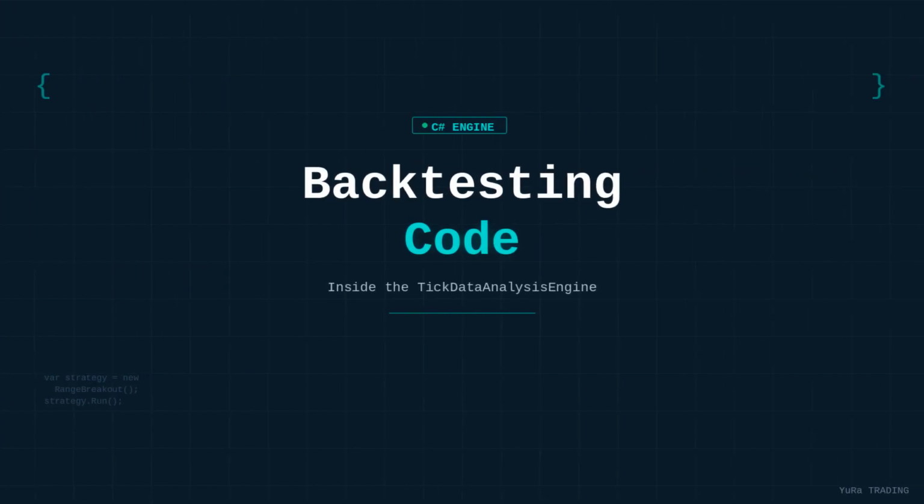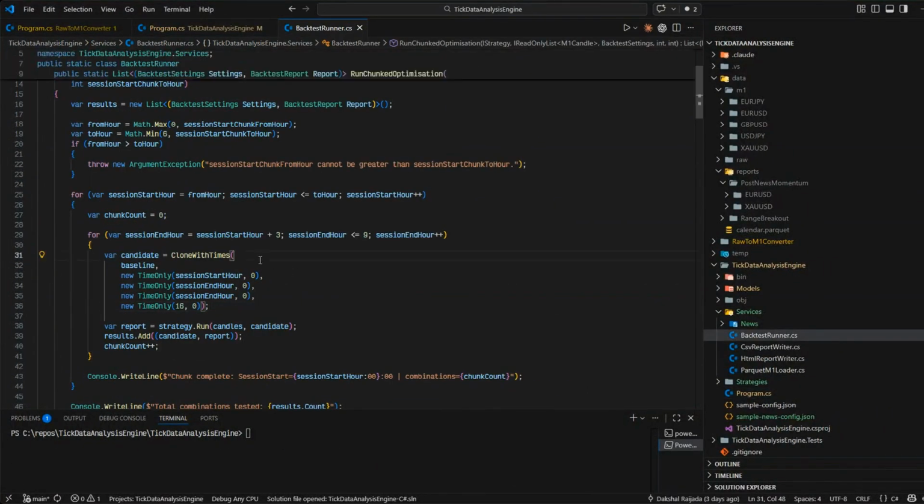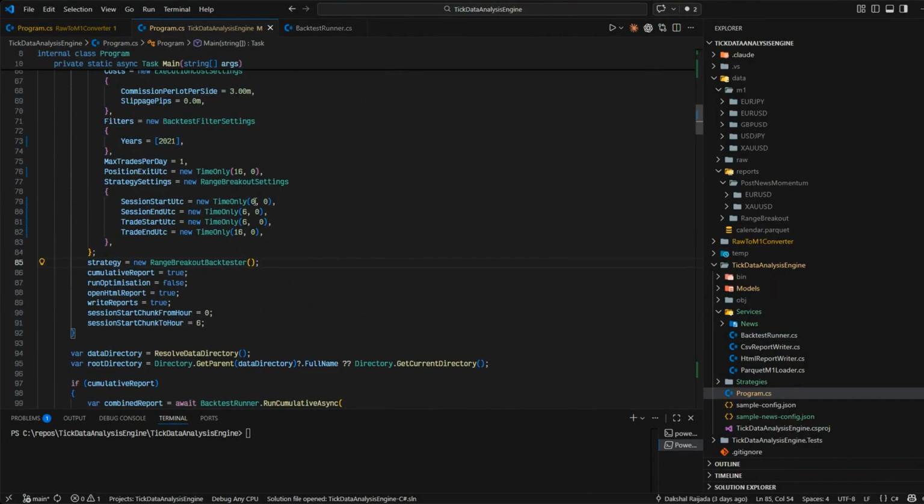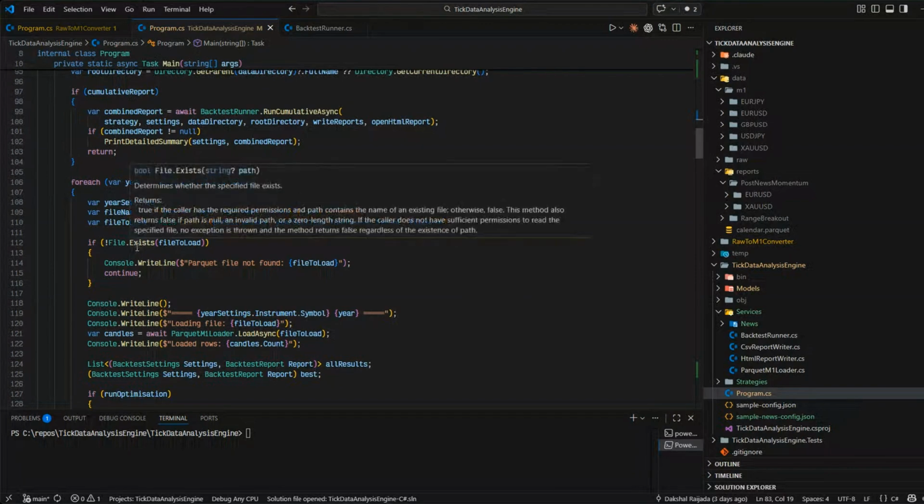Now, the key question is, what's the best session window? That's what the optimizer solves. It sweeps through every possible combination of session start and end times, runs the full backtest for each one, and ranks the result by net profit, drawdown, and profit factor. The session start ranges from midnight to 6 a.m. UTC. The session is always at least 3 hours long, and the trade window runs until 4 p.m. UTC. The optimizer tests every valid combination and picks the best one.